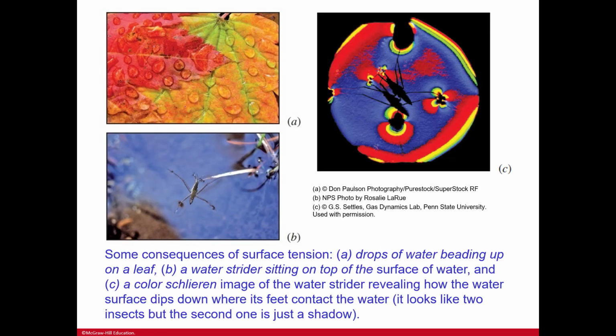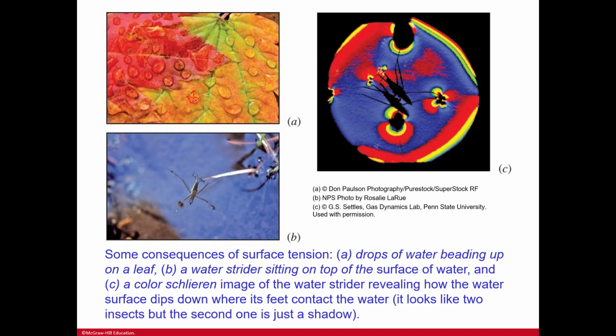Okay, so here we have the consequences of the surface tension, drops of water beading up on a leaf. So you can see these are like little tiny balloons, right? And remember, it's parallel to the surface. You can really see these. This is obviously an aerial view, but you can see that they are parallel. They're spreading out, right? Because it's parallel to the surface.